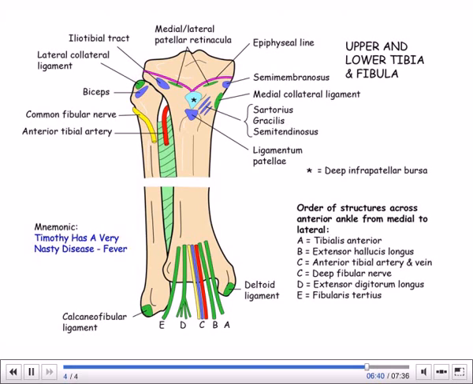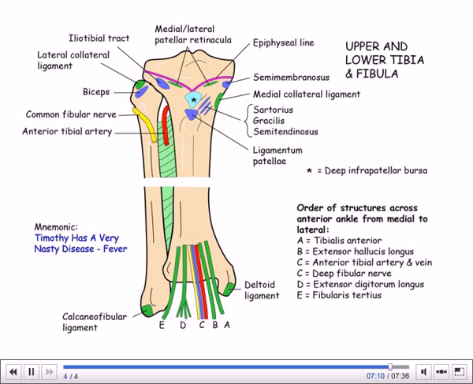Semimembranosus attaches up near the upper aspect of the tibia on the medial side, and then below are the tendons of sartorius, gracilis, and semitendinosus. In fact, the order of these tendons from inferior to superior can be remembered by the mnemonic "Say grace before tea, mum." That is sartorius, gracilis, semitendinosus, and then finally semimembranosus much higher up.